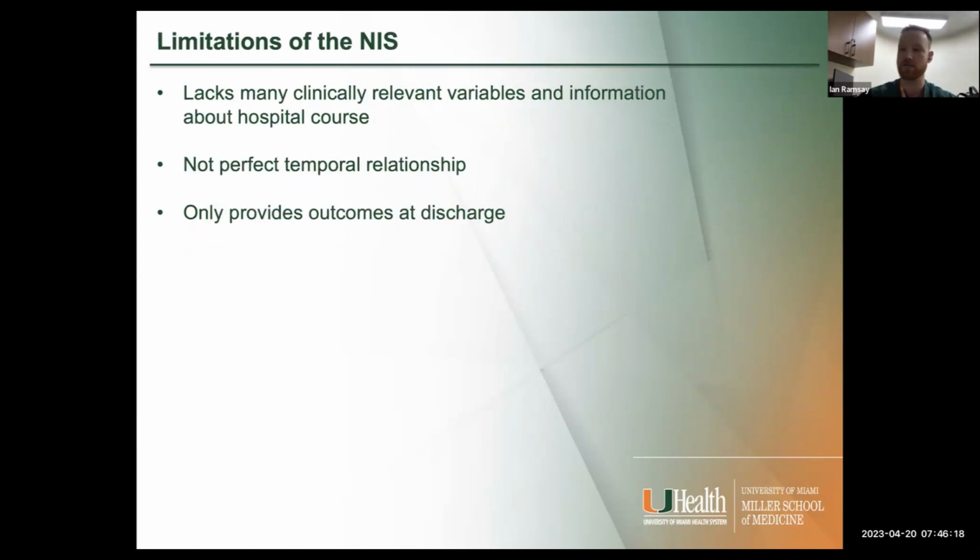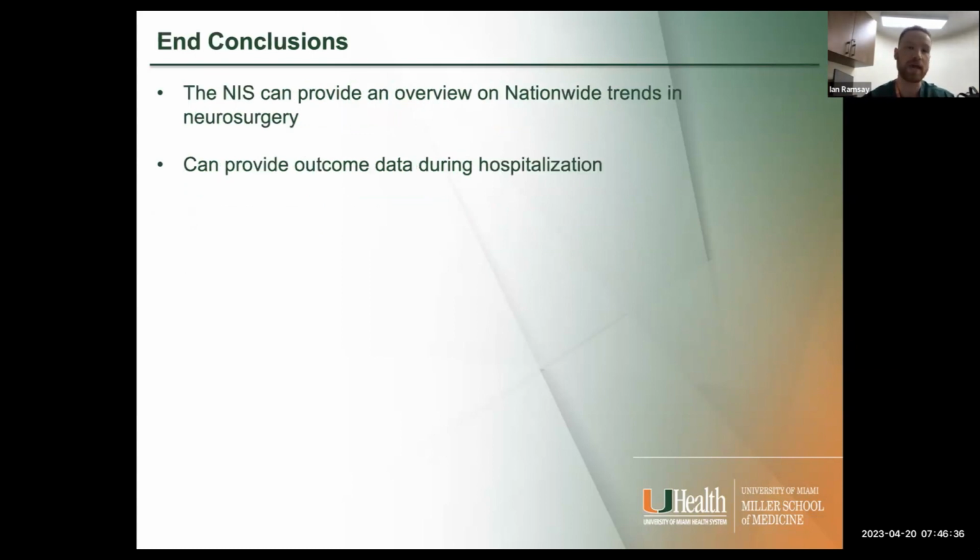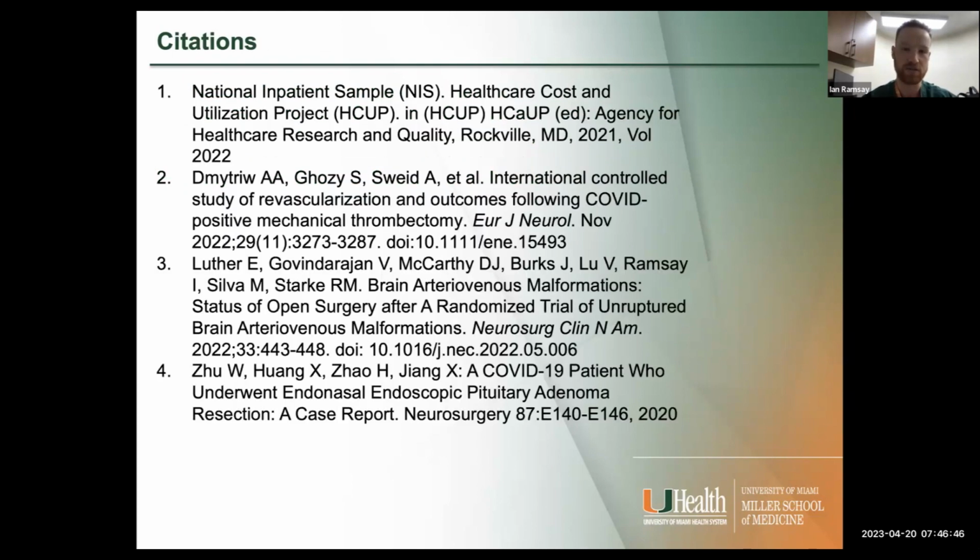So limitations of the NIS overall, it lacks many clinically relevant variables and information about hospital course, and you can't necessarily have a great temporal resolution of the events occurring from the ICD-10 codes. And also you don't get long-term outcomes. It's really only outcomes at discharge. And so the NIS can often provide an overview of trends in neurosurgery, and can provide some data about outcomes during hospitalization. Here are some citations.